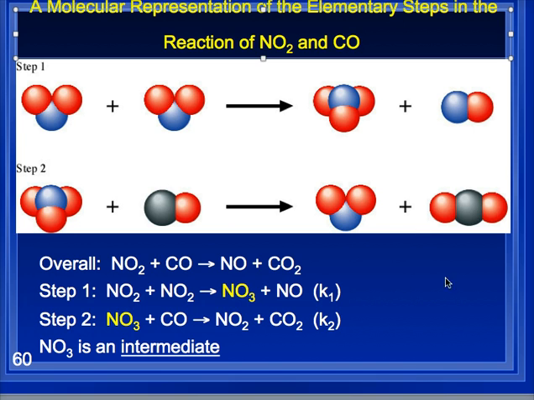If you add up these two steps and cancel the like terms, you come up with what is called the overall reaction. NO3 is called the intermediate. Do you have any idea why that is? Upon inspection of the two steps, you can see that the nitrogen trioxide is first formed and then later consumed in the reaction and doesn't appear in the overall equation.